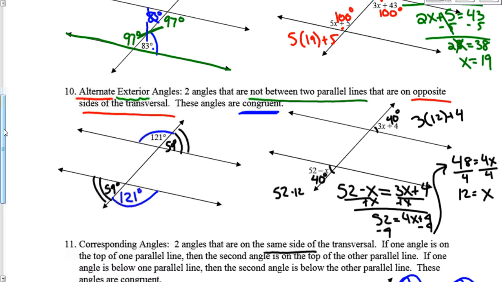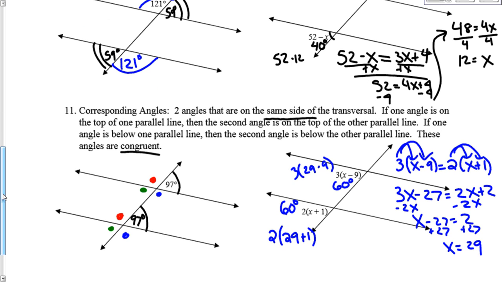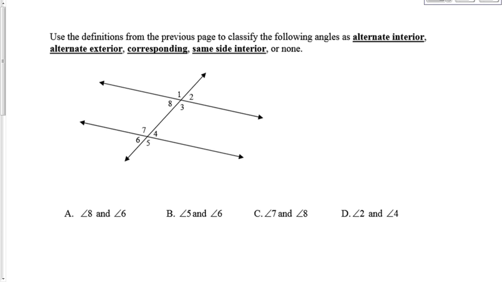Alternate exterior angles. They are on opposite sides of the transversal. They're both outside of the parallel lines, and they are also congruent. And the last one is the corresponding angles. They are on the same side of the transversal in the same location on each parallel line, and they are congruent. All right, let's go to the last page.